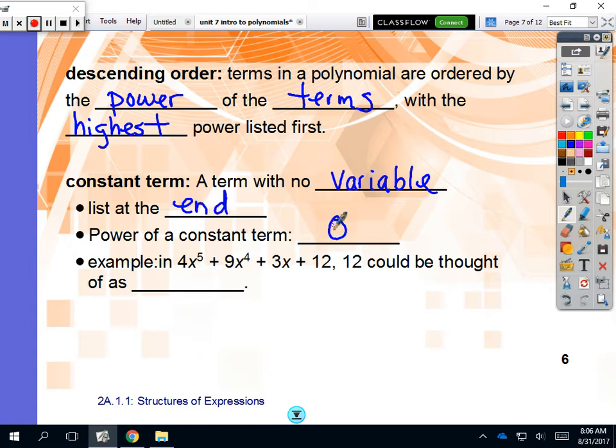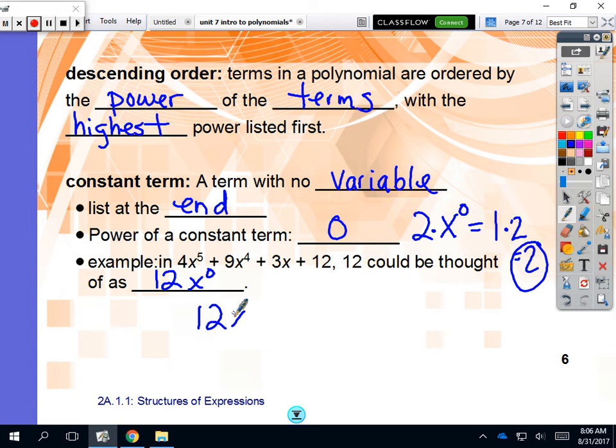Why is that 0? Well, let's see. If I have anything to the 0 power, it equals 1. So 2 times x to the 0 would be 1 times 2, which is 2. That gives me the constant term, that last term. So for instance, the 12 here, you could write that as 12x to the 0, because 12x to the 0 is the same as 12 times 1, which is 12, since x to the 0 power equals 1.